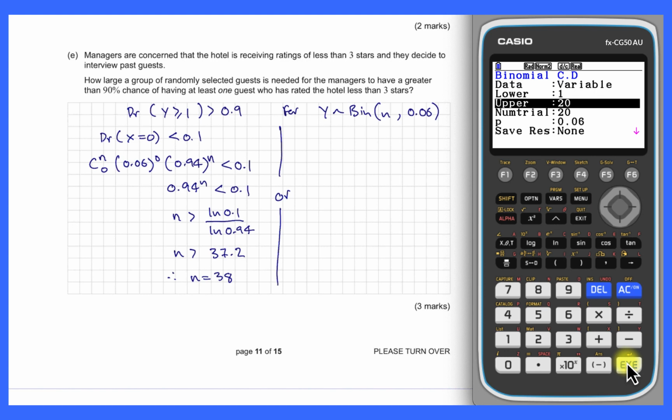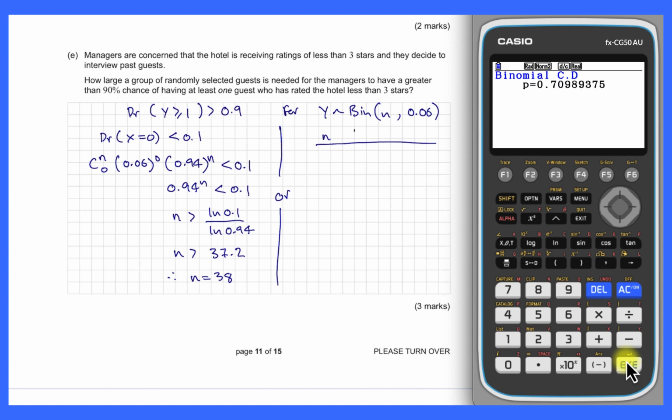If you change from 20 to, well, let's start with 20 and see what it is. So that's a 71%, a long way short of our 90%. I'm going to record my values in a table as the evidence of my thinking. It's going to be important to get those 3 marks that I have some working out here.